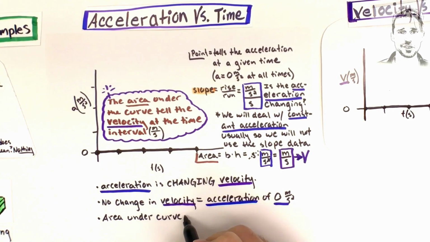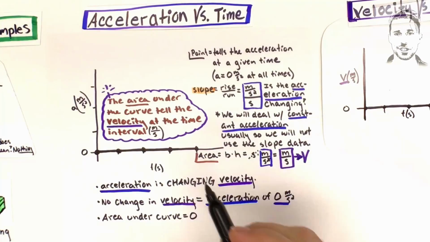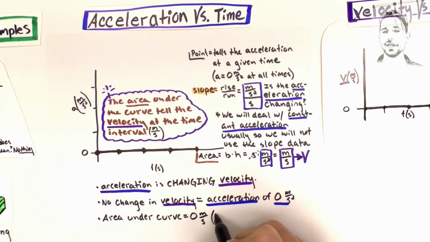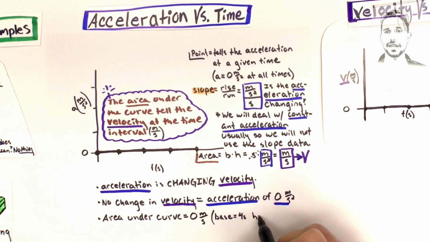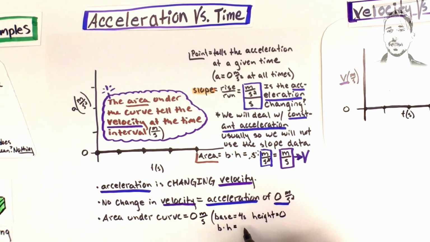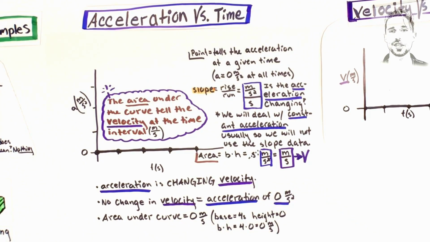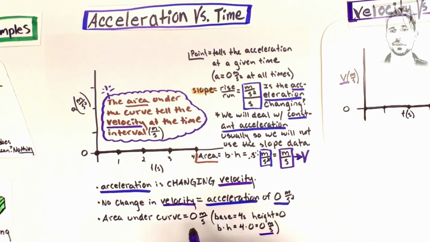So area under the curve is 0, and again, base times height, 4 seconds times the height of 0, 4 times 0 is 0, so 0 meters per second. That change in velocity is 0 meters per second.